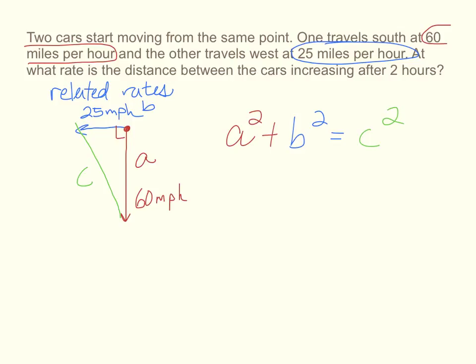And we can take the derivative of this with respect to t just by performing the power rule on all three variables. So the derivative of a squared is 2a, the derivative of b squared is 2b, and the derivative of c squared is 2c. But every time we take the derivative with respect to t, we need to put the rate behind these derivatives.